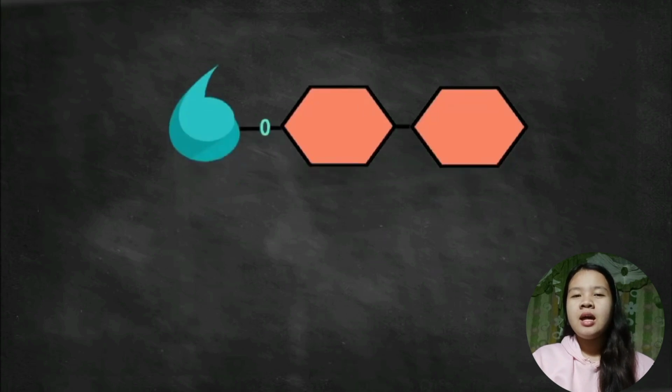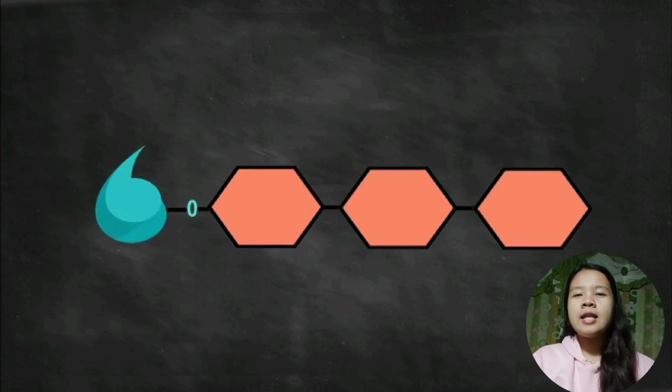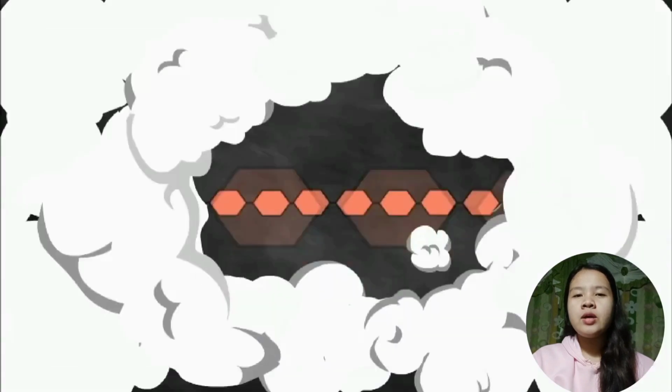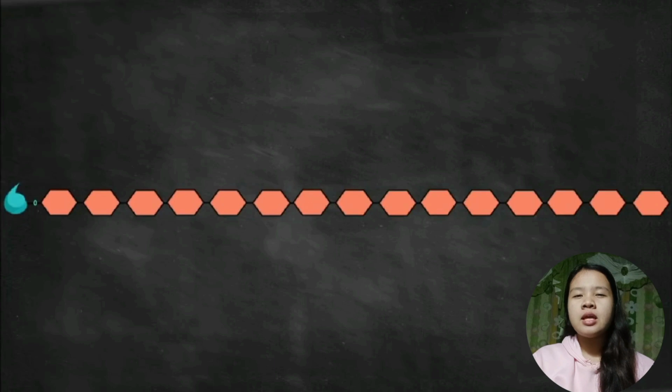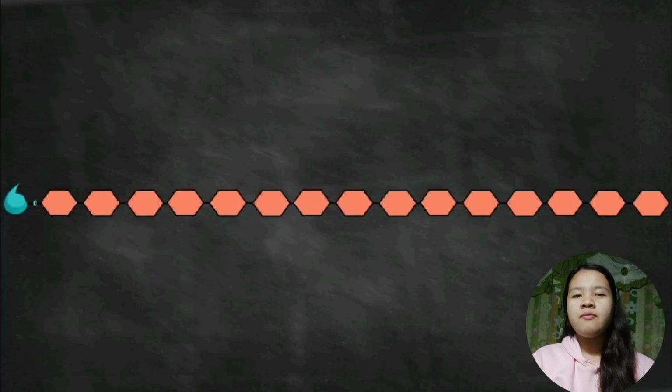Step 3. The elongation of glycogen chains. You can now add molecules of glucose from UDP glucose at the non-reducing end to elongate the chain via glycogen synthase. It is the enzyme responsible for making the alpha 1,4 linkages in glycogen.